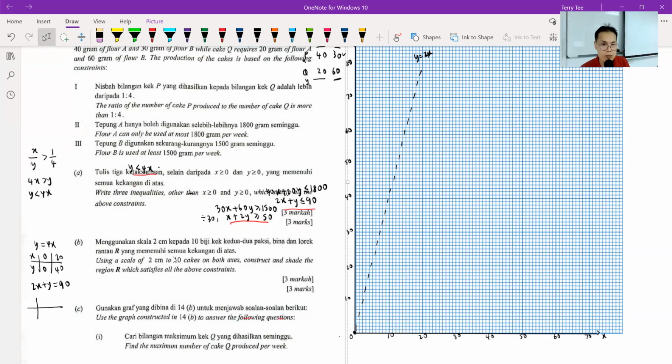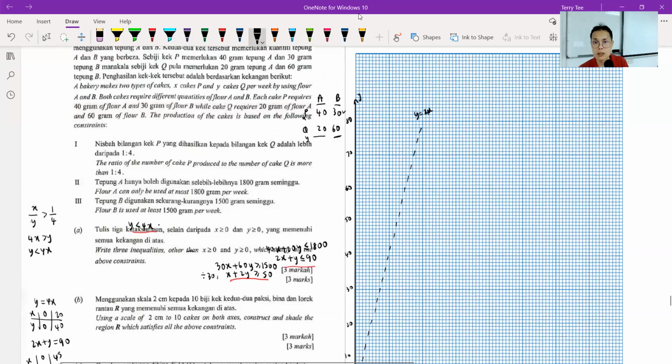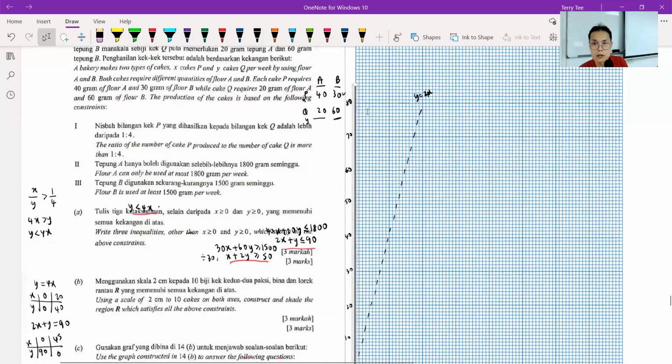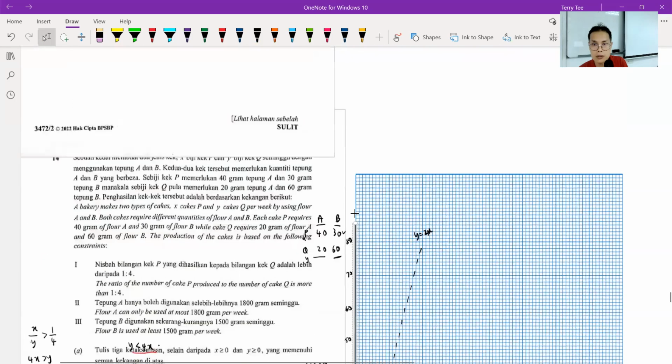So this is 2x plus y equals 90. Now let's take x equals 0. Your y is 90. And if y equals 0, x is 45. Okay, I think in this case, we have to move this up a little bit because we need up to 90. So I will have to move this line higher up to 90. So 90 is here. This is my y.